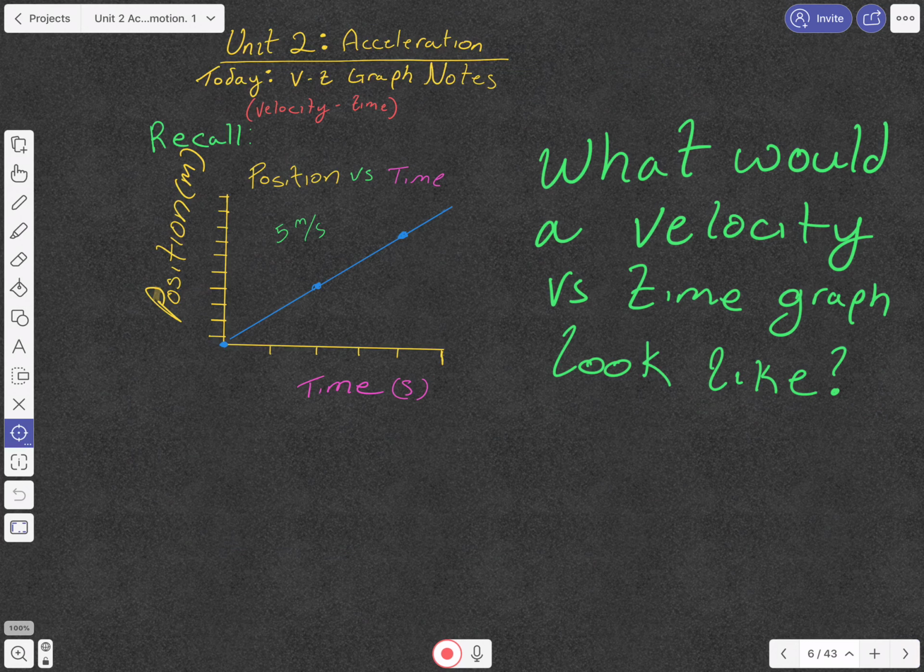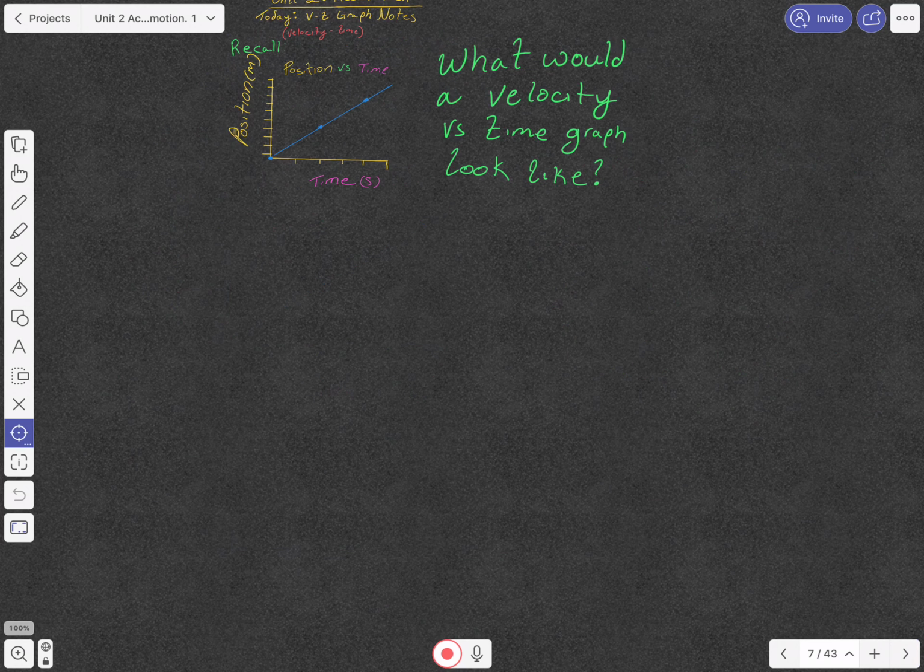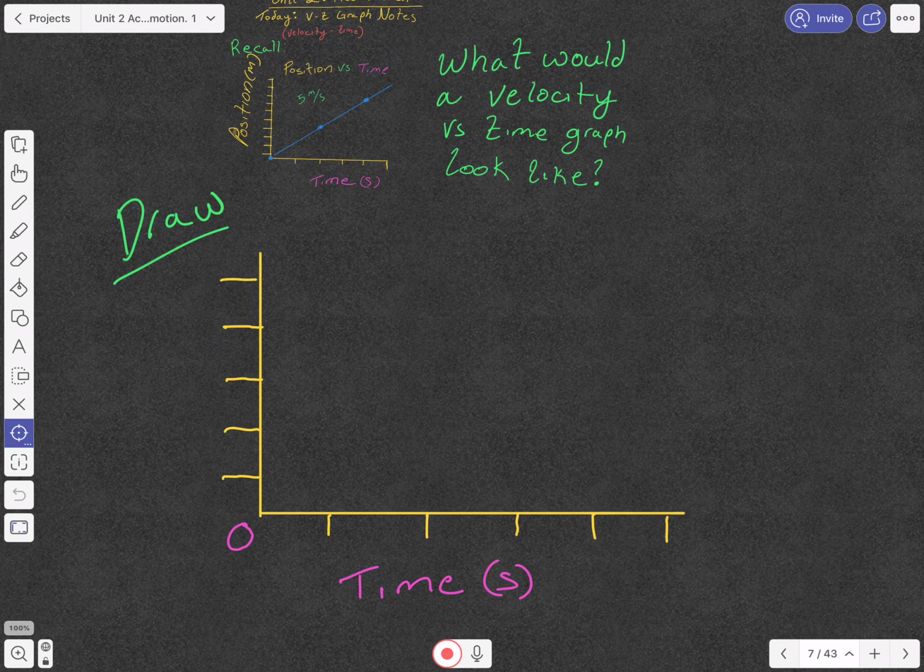What would the velocity versus time graph look like here? So we can start by having our graph with time on the bottom. Again, we know that time is still our x or independent variable. And now we're going to have velocity. And that is going to be in meters per second. I just ran out of room, but traditionally it'd be on this side.